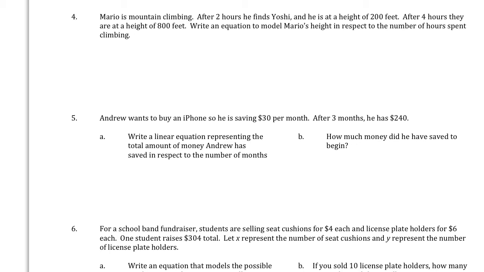Okay, so in this case, I'm not given any slope. There's no rate, but we're given some data points, is what I would call them. So after 2 hours, a height of 200 feet. What we could do is write a point and say that we have (2, 200). Which means I could even start by saying my x is number of hours and y is feet climbed. Then my other point would be 4 hours, at a height of 800 feet.